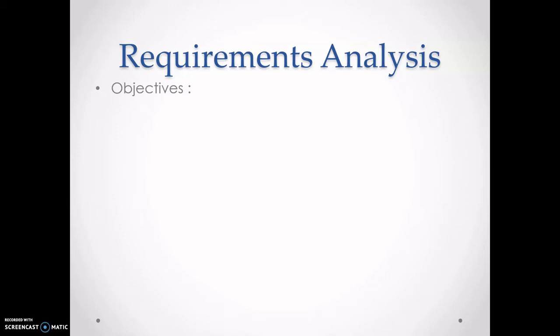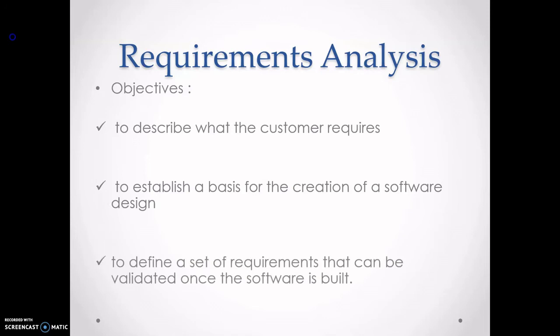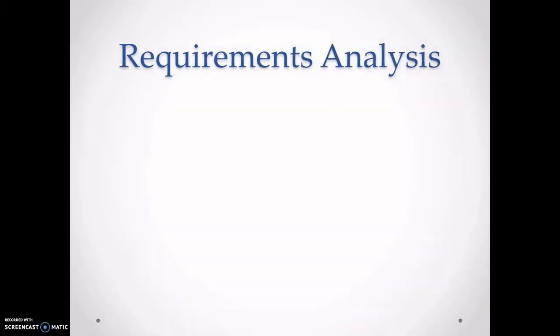So here, the requirements model must achieve three primary objectives. Let's see what the objectives are. The first objective is to describe what the customer requires, then to establish a basis for the creation of a software design, and to define a set of requirements that can be validated once the software is built. Likewise, we have some analysis rules of thumb.